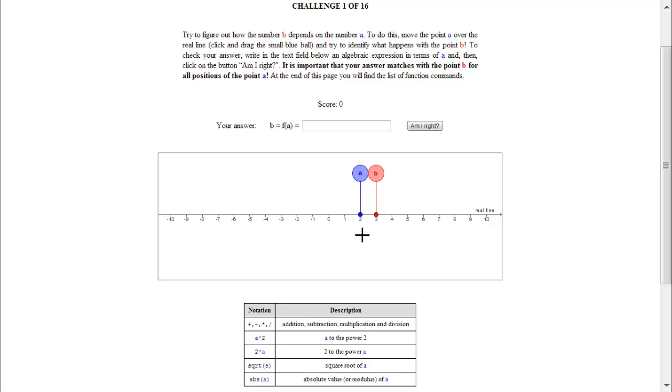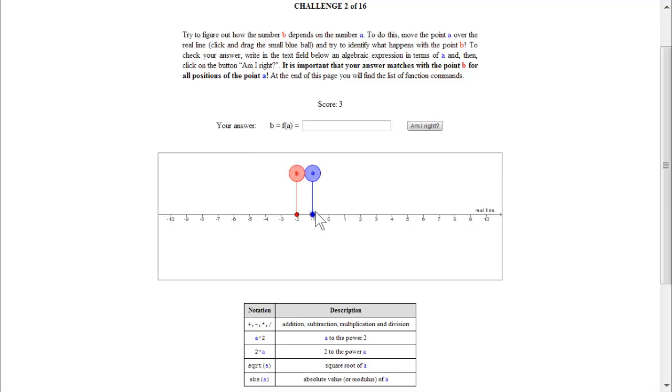In this case, it looks like the rule is fairly simple. All we're doing is we're taking the input value of A, and we're adding 1 to it to get the output value of B. So what the student would do, in the answer box here, we can see that it's using function notation: B is equal to f of A is equal to A plus 1 in this example. The student clicks on "Am I right?" And if it is correct, a little noise will sound and the student can click to go on to the next function rule.